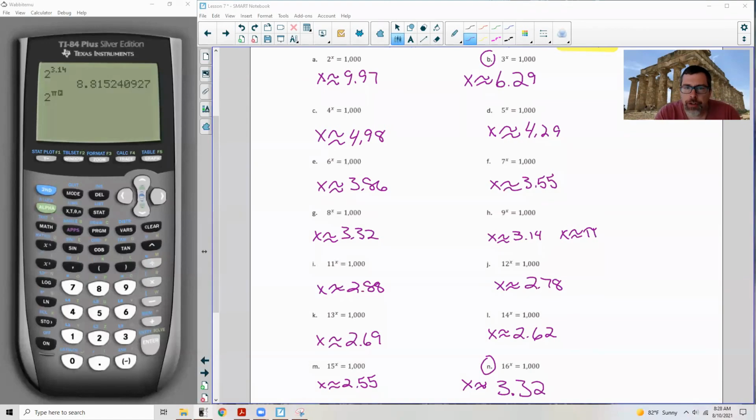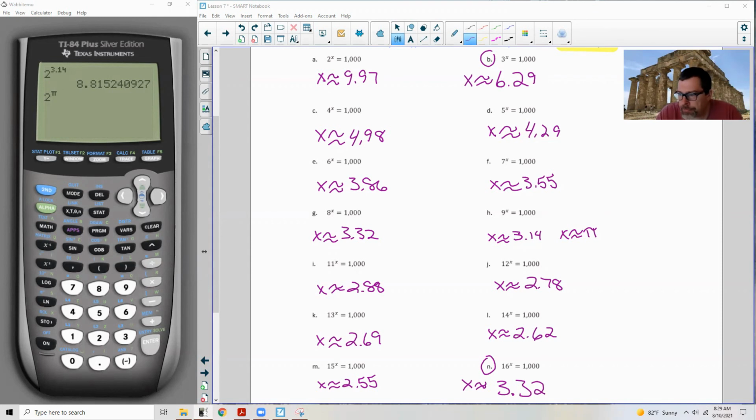Okay, so if you did all of these, here are the answers. A is approximately 9.97. These are all approximations. C, 4.98. B, we did 6.29. That's why I skipped it. D, 4.29. E, 3.86. F, 3.55. Notice as the bases get larger, the number that we take the power of, or the exponent, is smaller to get to 1,000. They're decreasing. And then we get 3.32 for 8.